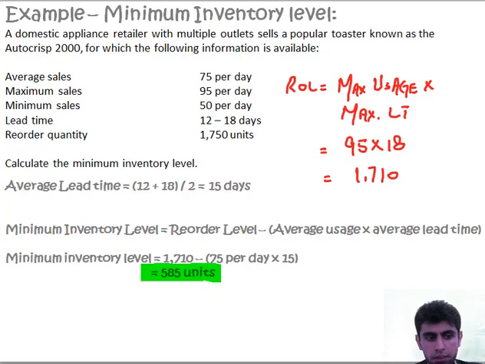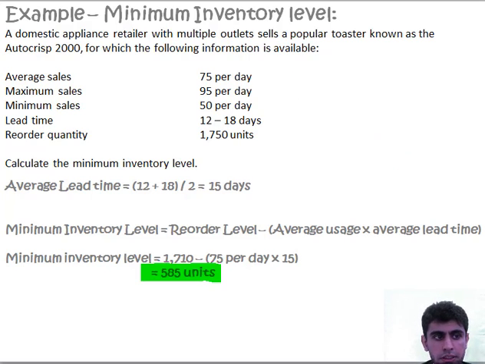Now what we can do is move on to our maximum inventory level. Maximum inventory level is the opposite of minimum inventory level. Minimum inventory level means the business should not hold inventory less than a certain amount, and maximum inventory level means the business should not hold inventory more than a certain amount.